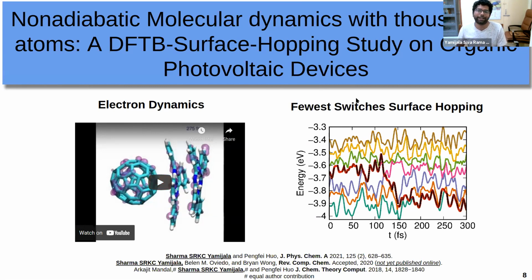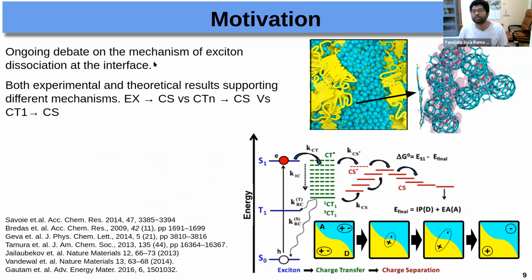We got motivated by the ongoing debate on the mechanism of exciton dissociation at the donor-acceptor interfaces of an organic photovoltaic system. A typical bulk heterojunction would look like what is shown in this figure, where both the donors as well as the acceptors will be miscible at various proportions. So this is like an atomistic view of such a bulk heterojunction.